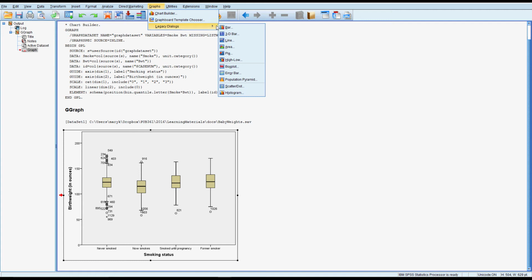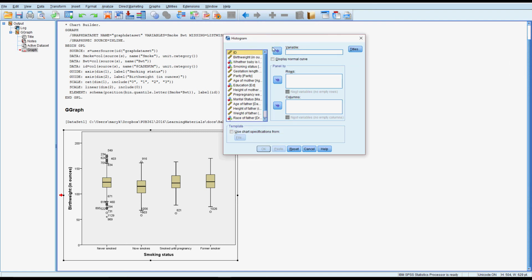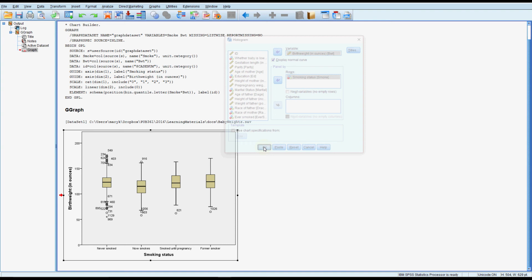If I go to the legacy dialogues and histogram, it allows us to split up the dependent variable into the groups. It's popped up on my other monitor, which is quite convenient, and I haven't quite worked out how to do that in the regular dialogue. So variable, display normal curve, and we're interested in smoking status. Okay.